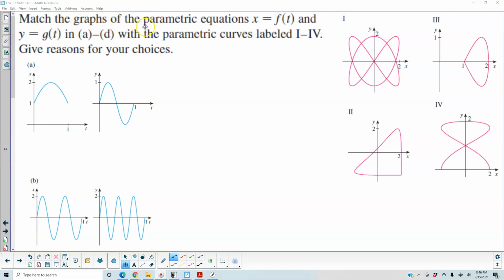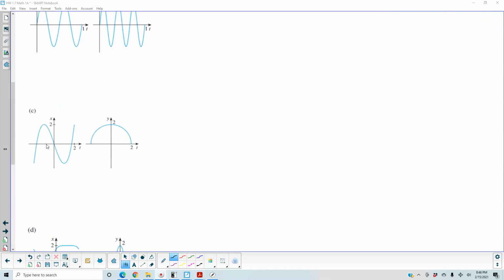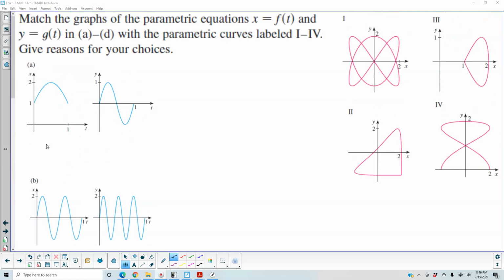Okay, here we want to match the graphs to the parametric equations where x is equal to f of t and y is equal to g of t, through a through d. So these are our graphs, and we're going to match them with 1, 2, 3, and 4. And we're going to give reasons for the choices.